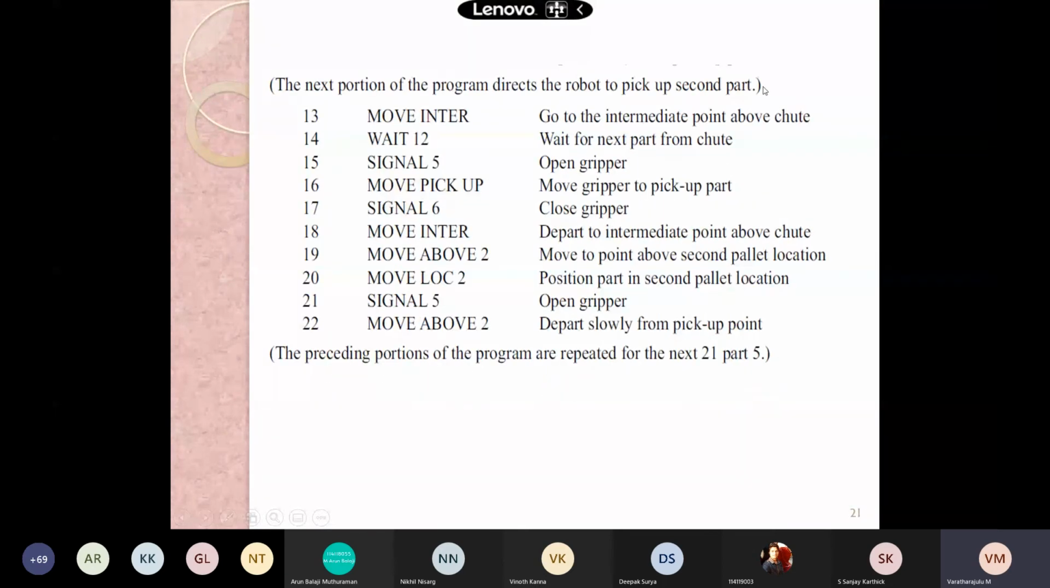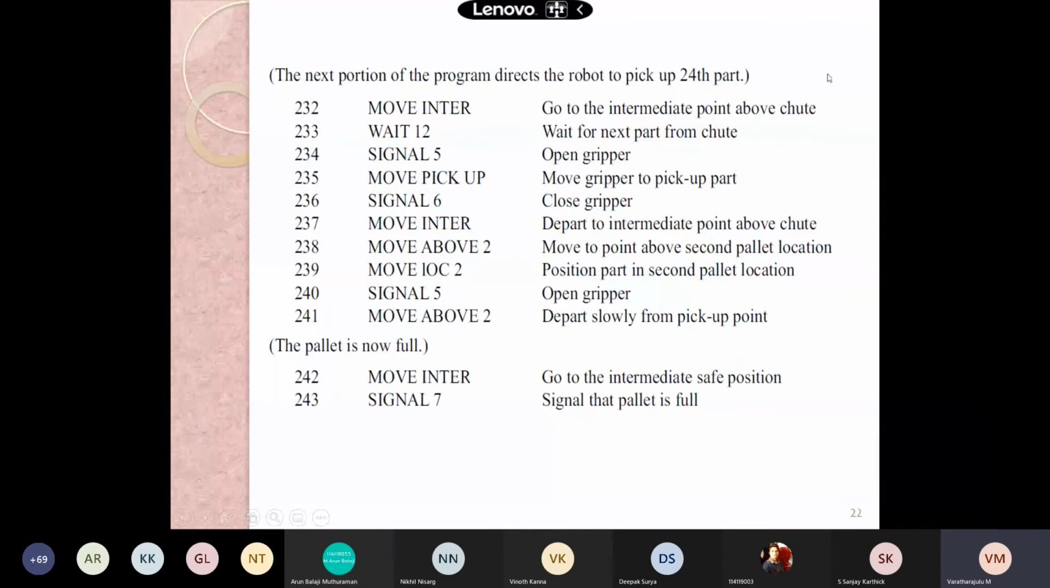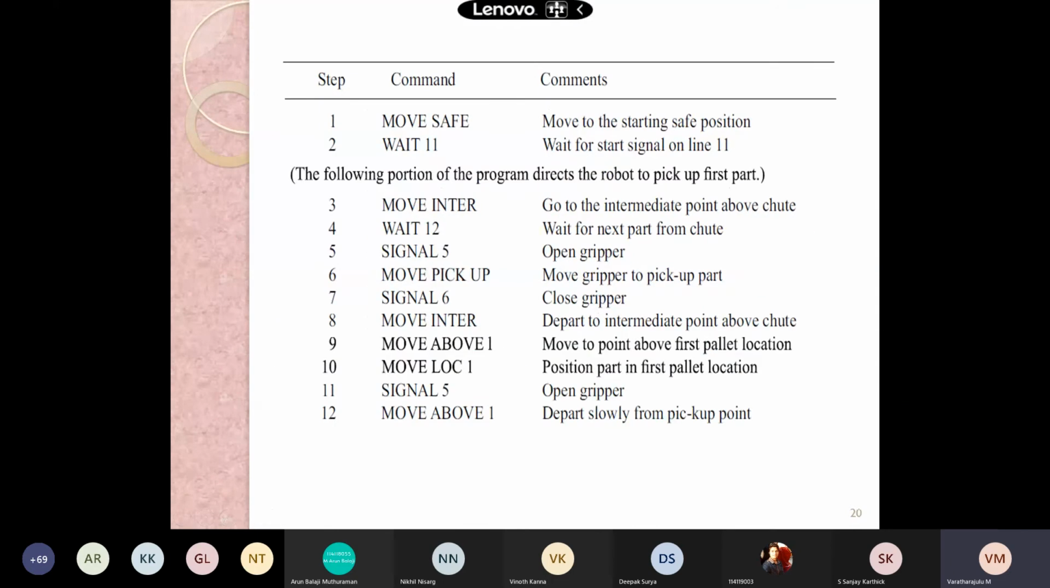See here the second part might be 2, we have 2, right, then it would be 24 0 24 0 1, and see here 2 3 2 for move interlock. Similarly we can move 24 different parts by using these different program lines. And move safe, wait 1 1, move enter, wait 1 2, signal 5, move pickup, signal 6, move enter, move above 1, move lock 1, signal 5, move above 1.